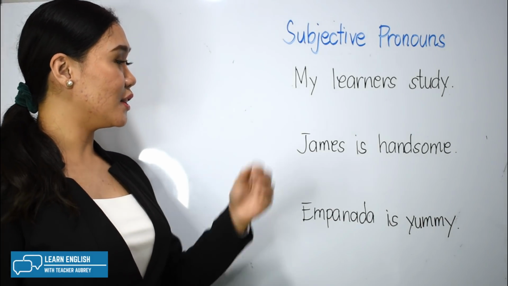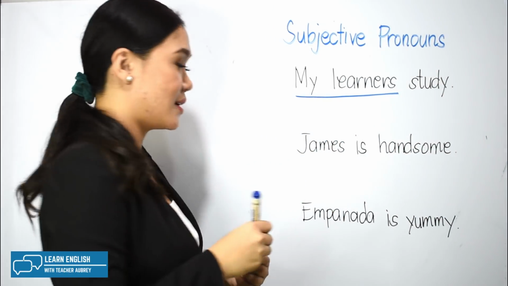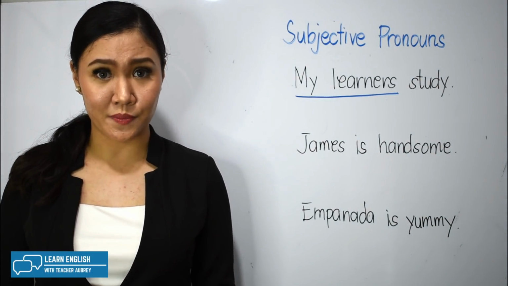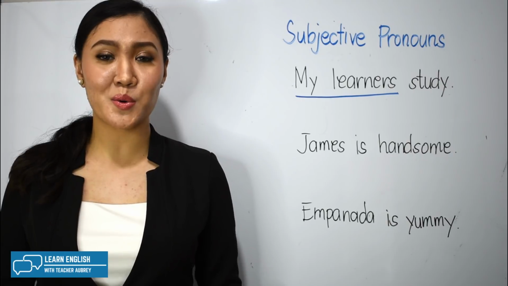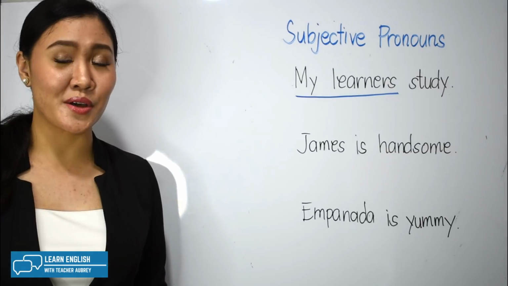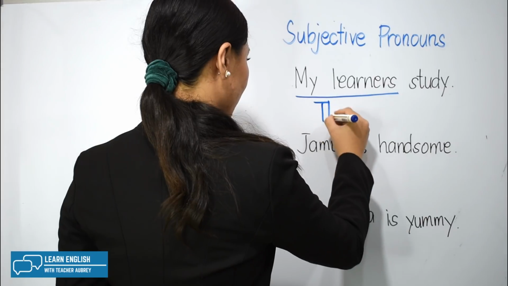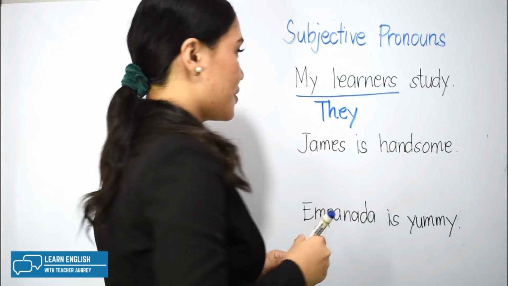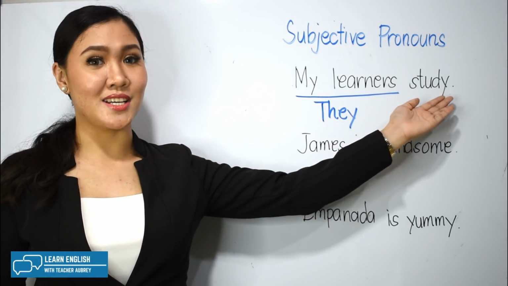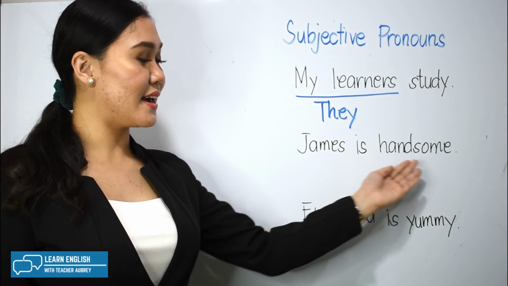Number one, my learners study. The subject we have here is my learners. It means it is more than one learner. It can be two or more, or a group of learners. They are many. It is plural. So the correct subjective pronoun to use here is they. My learners study becomes they study. They study.